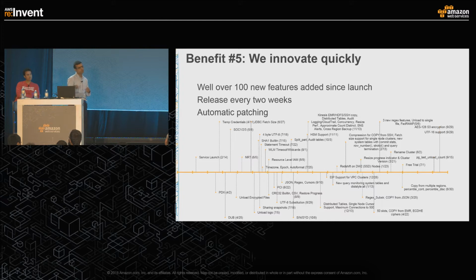So we released over 100 new features in the last 2+ years that Redshift has been around. And with most on-premise data warehousing systems, you have to wait for 6 months, 1 year to get new features.